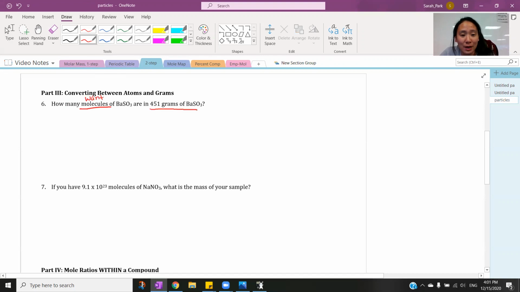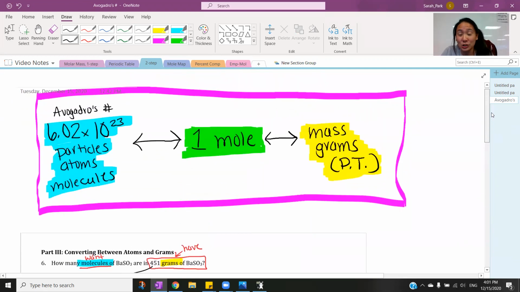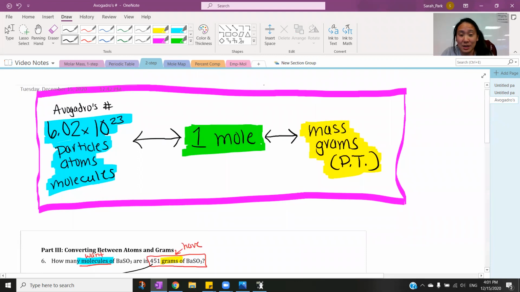So what do we have? We have 451 grams. This is what we have. Okay, so you are going from grams to molecules. Well, the first thing you write down is always what you have. So whatever number you got, that's the first thing that should go here, 451 grams of barium sulfite. Now let's think, you're trying to go from grams to molecules. And so let's look at our mole map here to determine how many steps it takes to get there.